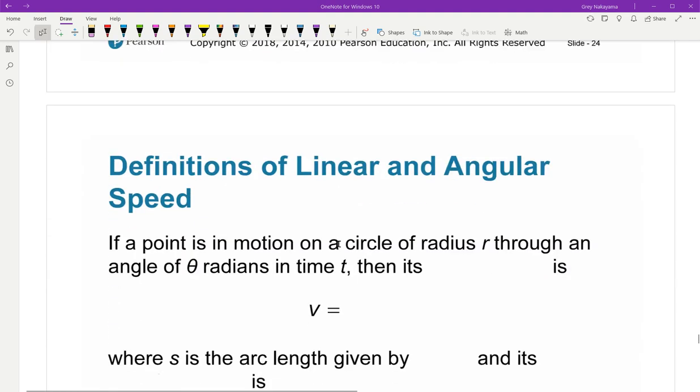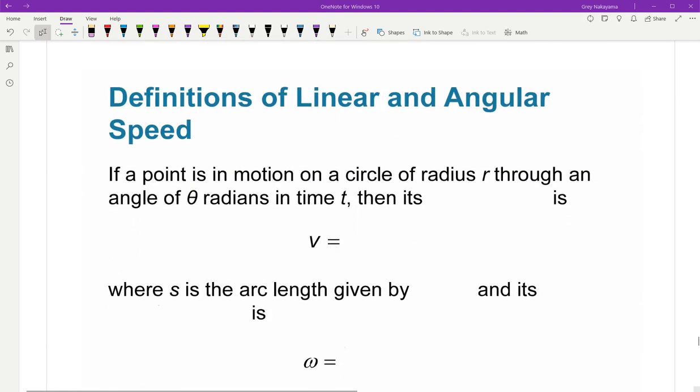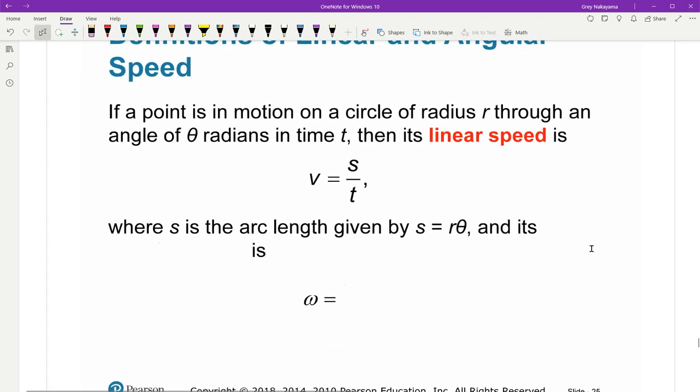Okay, we're on the home stretch. Definitions of linear and angular speed. The linear speed is defined as S over T. S is our arc length, remember? R theta. That is the linear speed. And then we have something called angular speed. Angular speed is defined as theta over T.